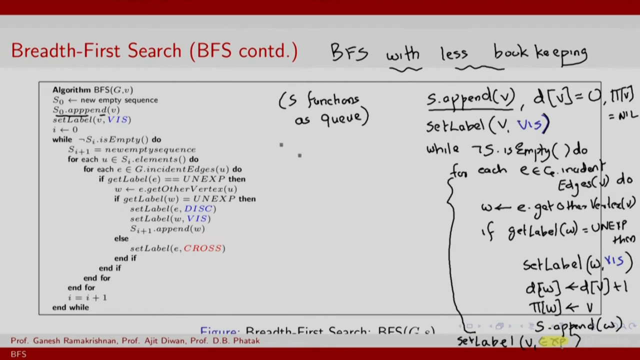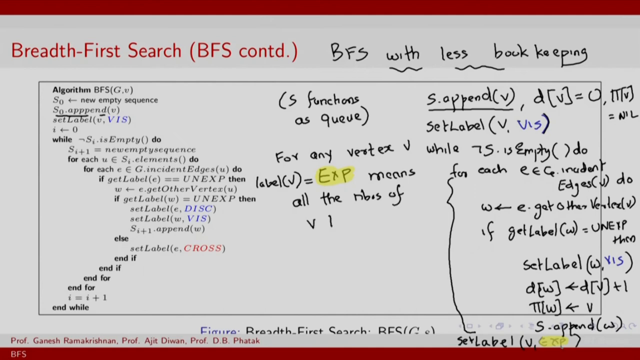And what is this explored saying? So let me explicitly state what explored means. For any vertex V, the label of V is explored, means all the neighbors of V have been either visited or explored. So an explored node cannot have an unexplored neighbor.